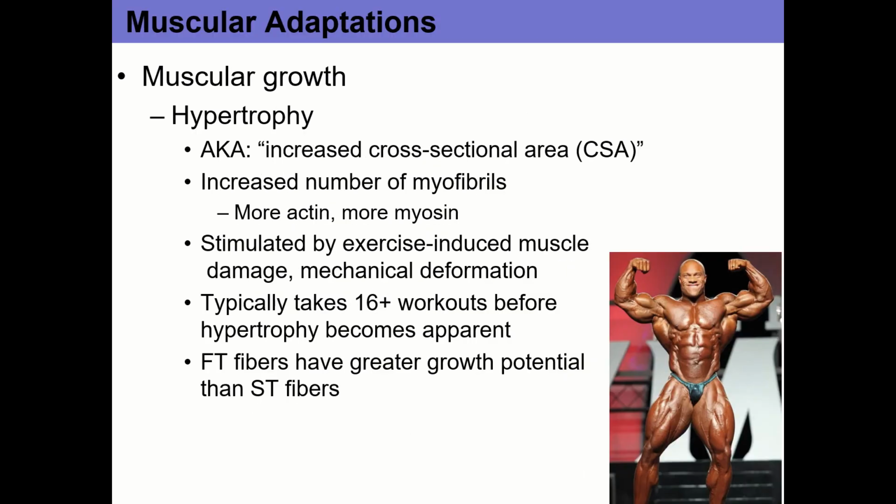How do the muscles adapt? The primary muscular adaptation is muscular hypertrophy, which means muscle growth. So anything that hypertrophies grows. It doesn't just apply to muscles, right? You can have liver hypertrophy. But hypertrophy means growth.